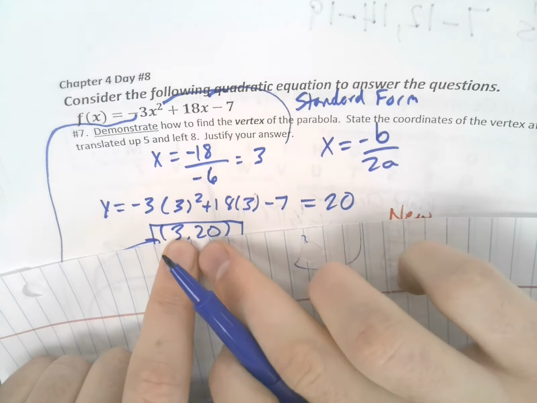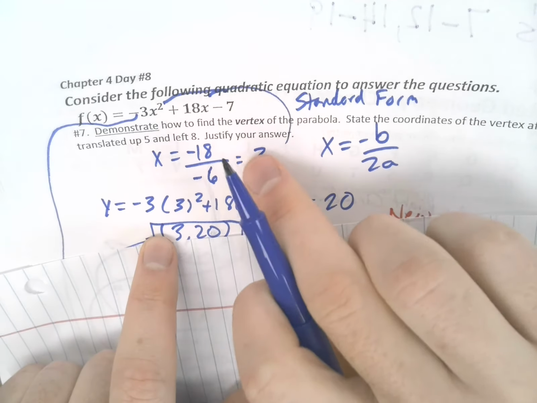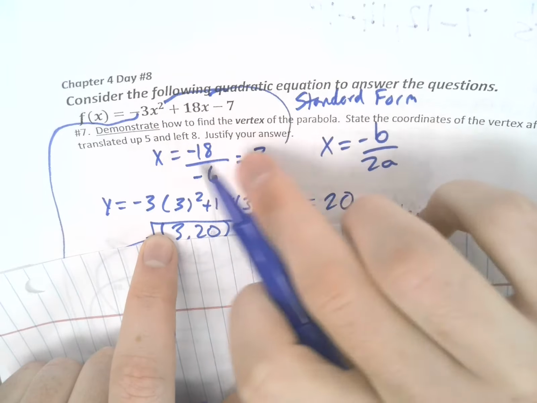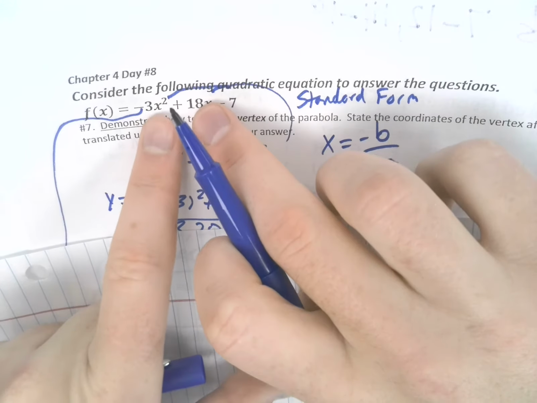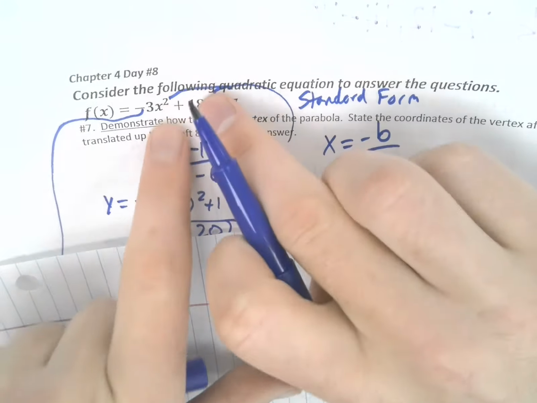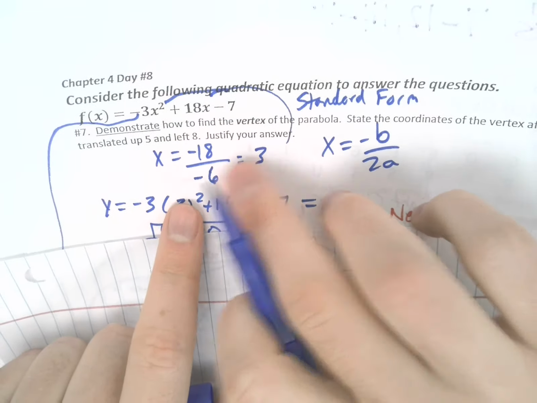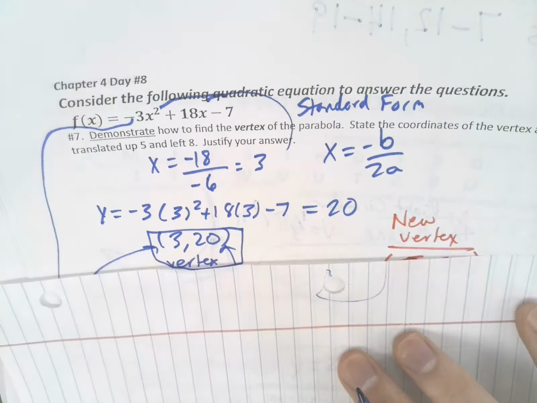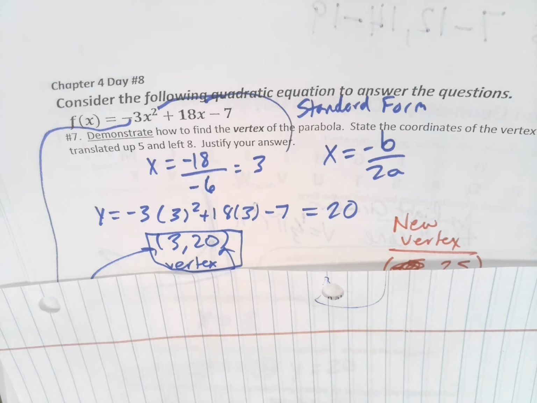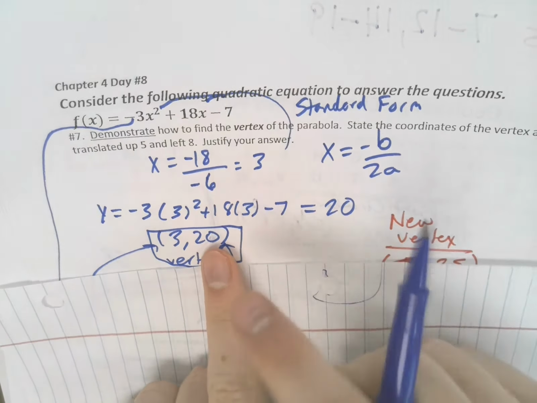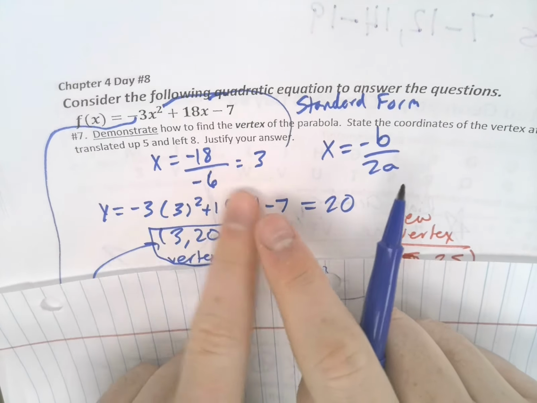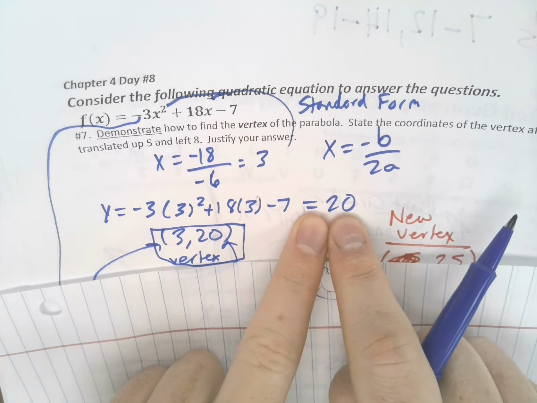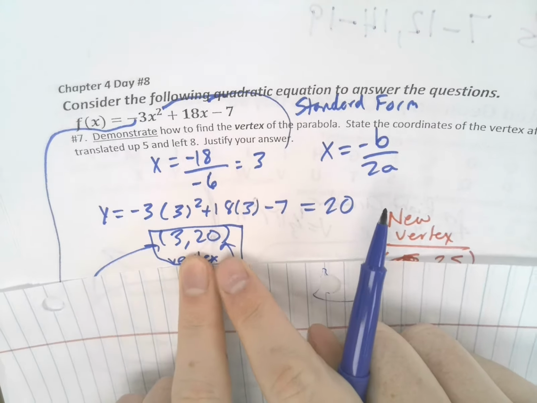We got 3, but to find the y of our vertex, we got to take 3 and plug it back in to our x's. We take the input, we plug it in to get our output. So when you plug 3 back in, that becomes 3 and that becomes 3. And when you work this out, all that becomes 20. So we've got 3 and 20 as our vertex.